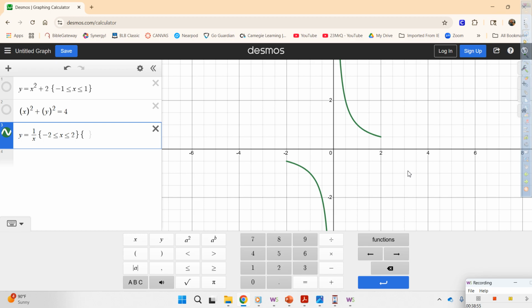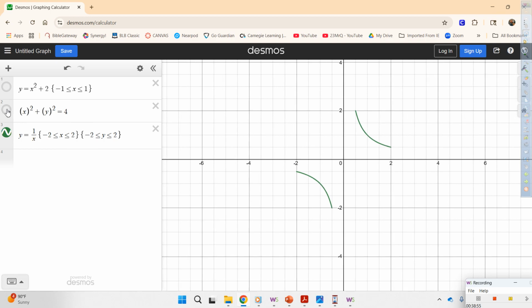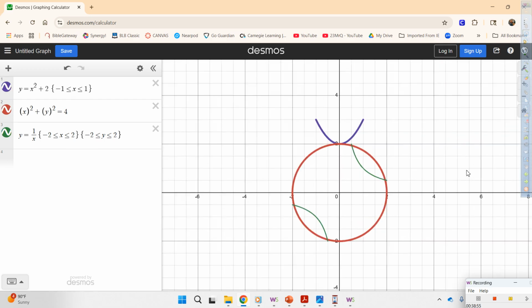Elijah, what would I write? -2, very good. Less than or equal to y, less than or equal to +2. Close bracket. And now you're only showing me these little pieces because I cut everything above the 2 of y, everything below the -2 of y, everything to the left of -2, and everything to the right of 2 of x. Turn on the other one, see how that looks. How we doing? Not bad, yeah?